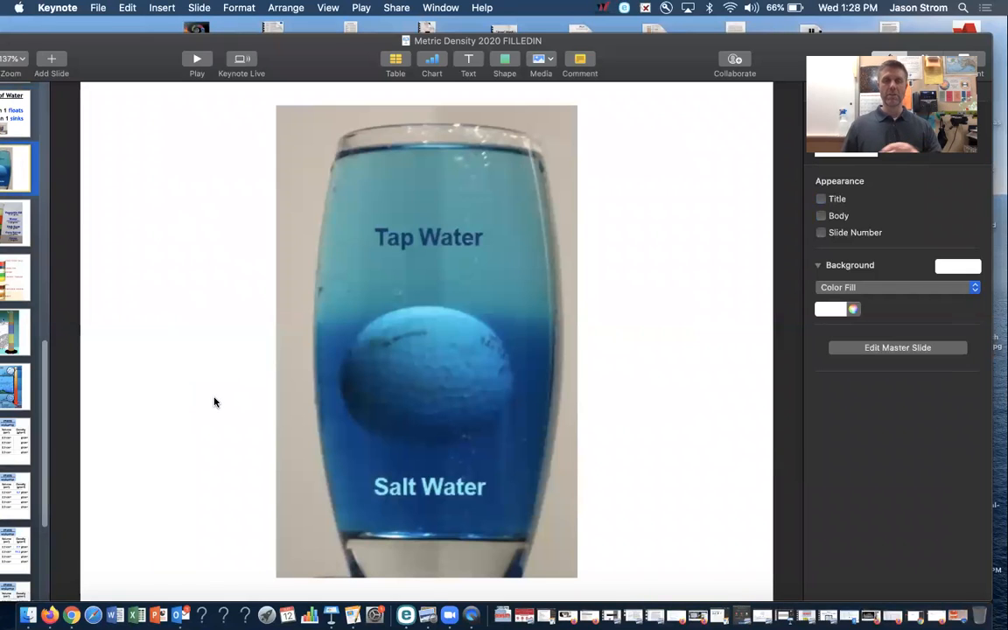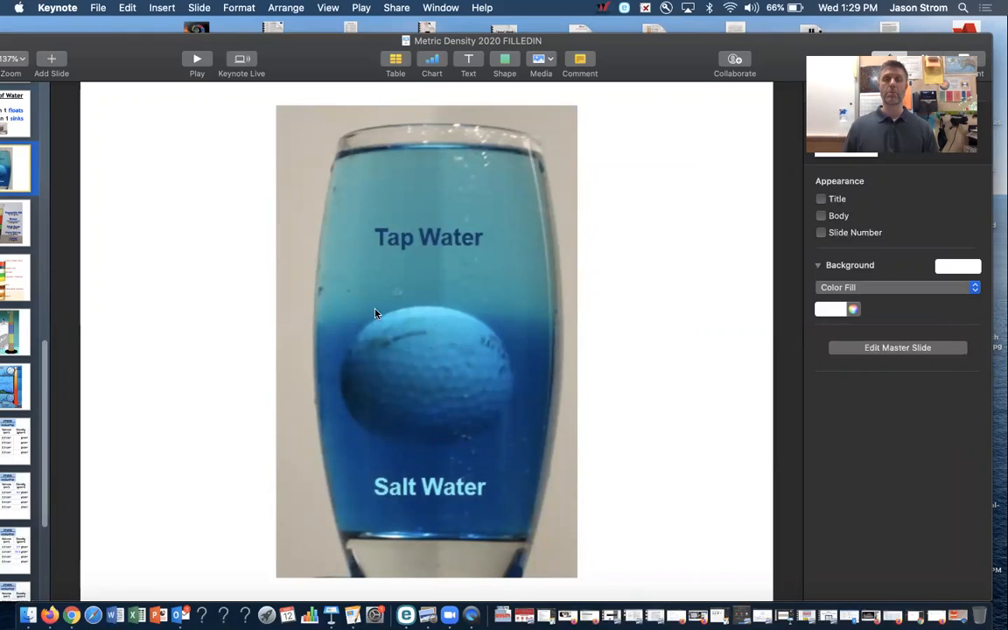Another example, kind of with differences in density: salt water and tap water. Eventually, these two would mix. Given enough time, they would mix. But for a while, they'll stay separated. But because the salt water has salt dissolved in it, you've made it more dense. You've put more matter into that area, so it's more dense. So it's easier for things to float on top of that.